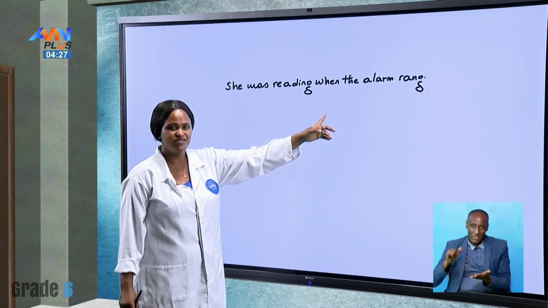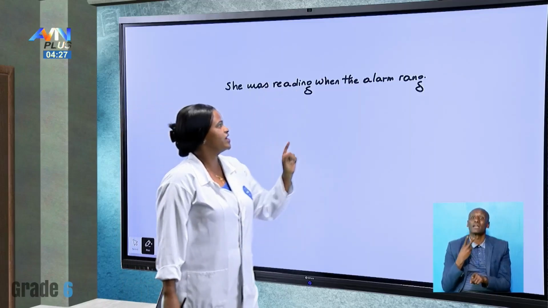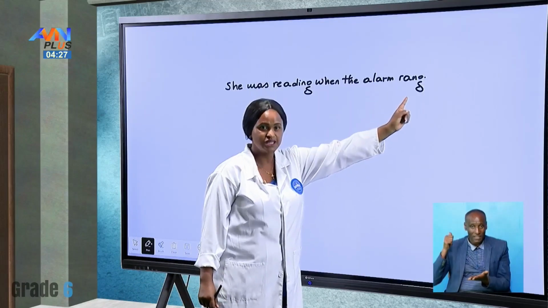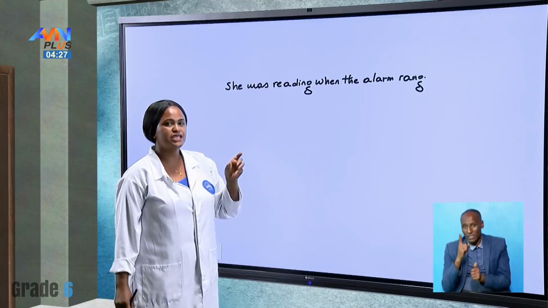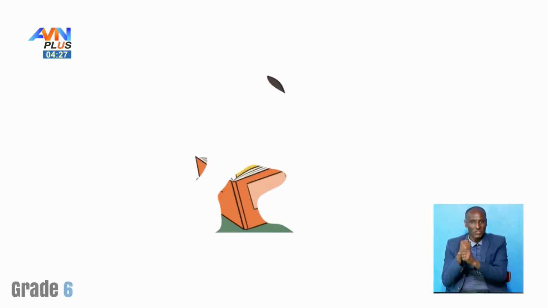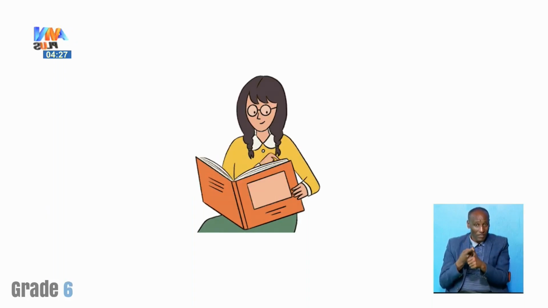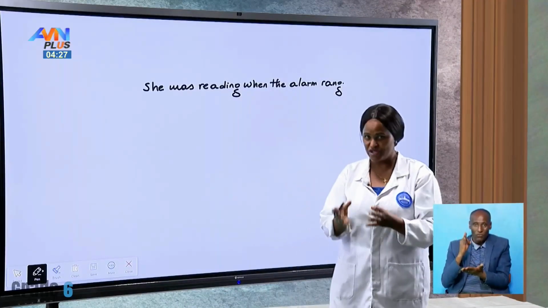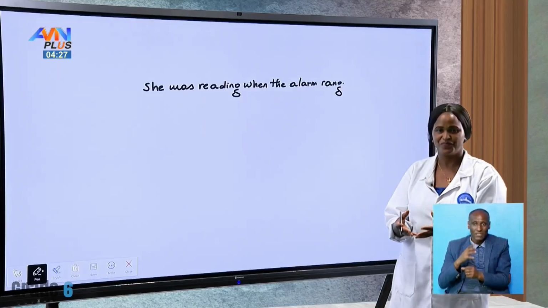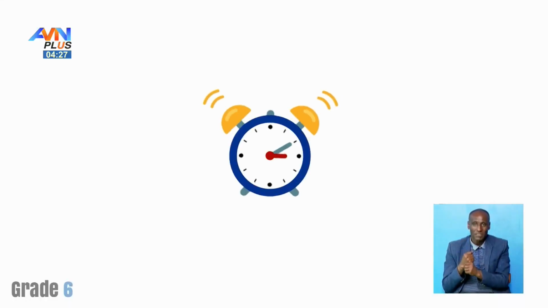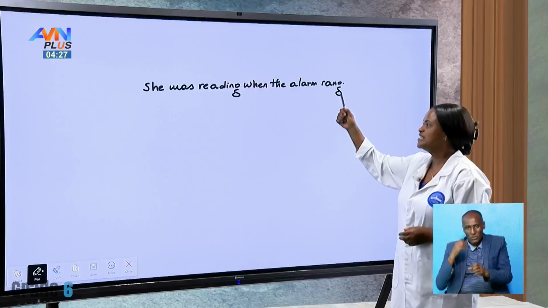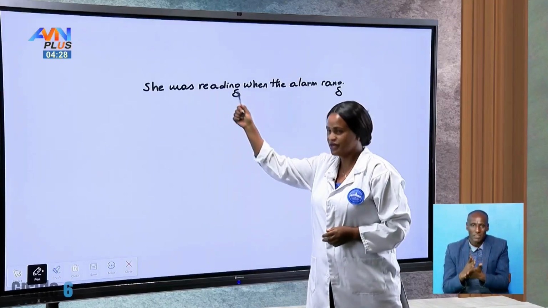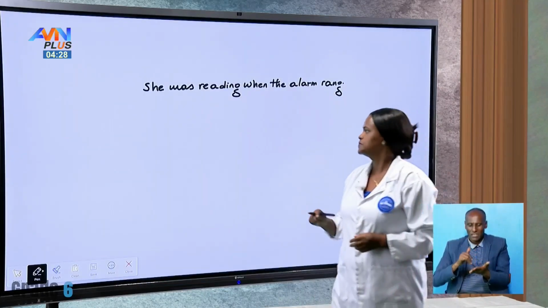How many activities do we have? One, reading. The other, the alarm rang. Which one do you think is a long action? Right. The first one is a long action. It says, she was reading. But in the middle of the reading activity, something happened. And what is that? Yeah, the alarm rang. So this one is a short action which interrupted what? The longer action, reading. Let me give you one more.